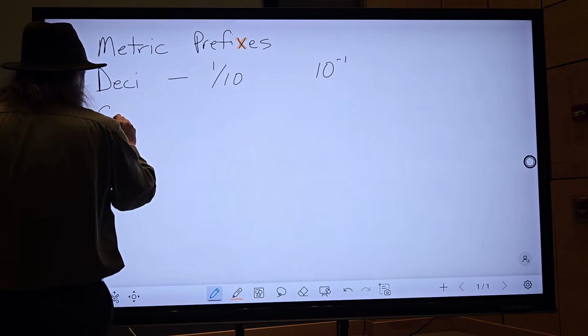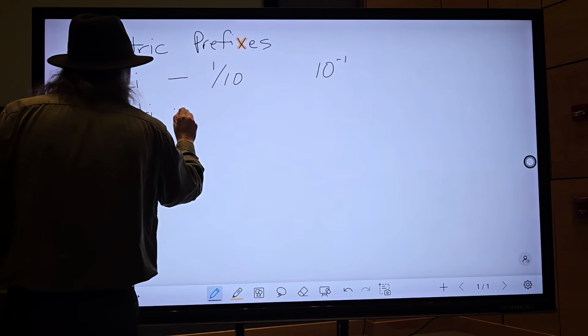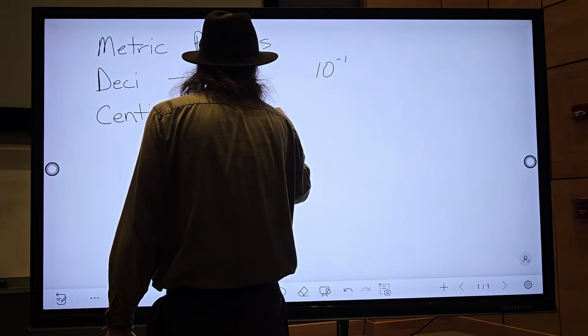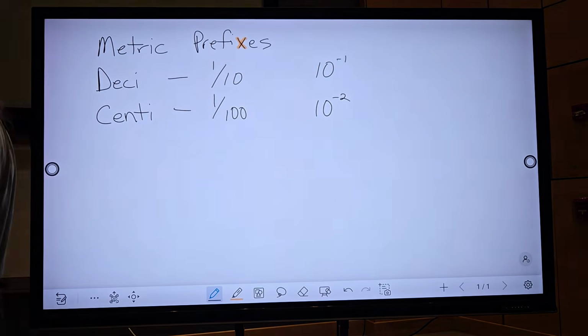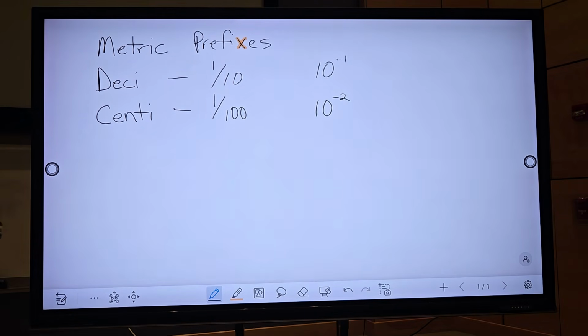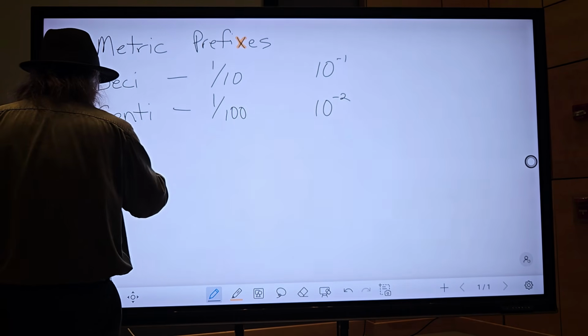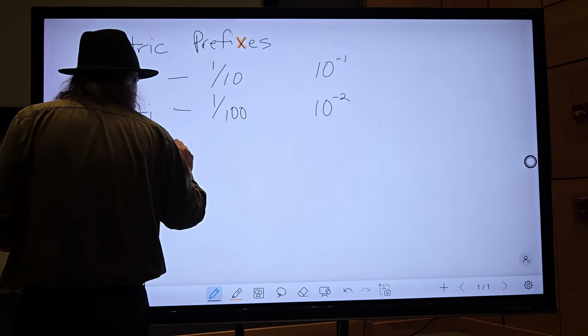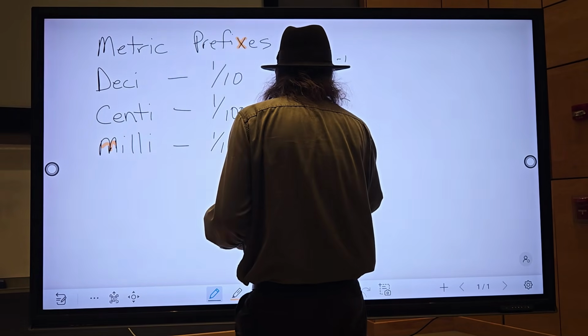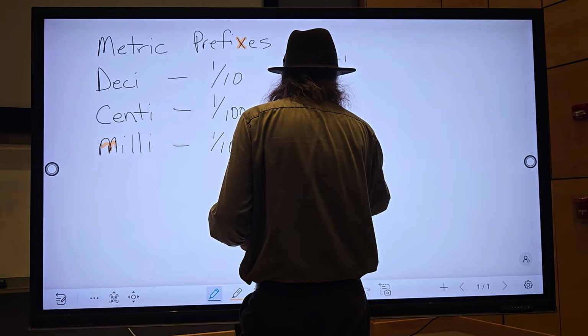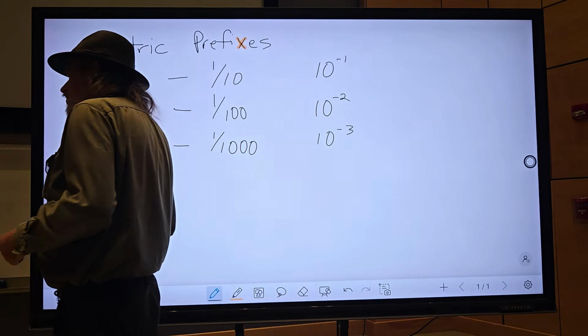Centi is 1/100th, 10 to the -2. I'm sure you've all heard centimeter before, so that's 1/100th of a meter. Then there's milli. One thousandth of a unit, 10 to the -3. You've heard of millimeters before.